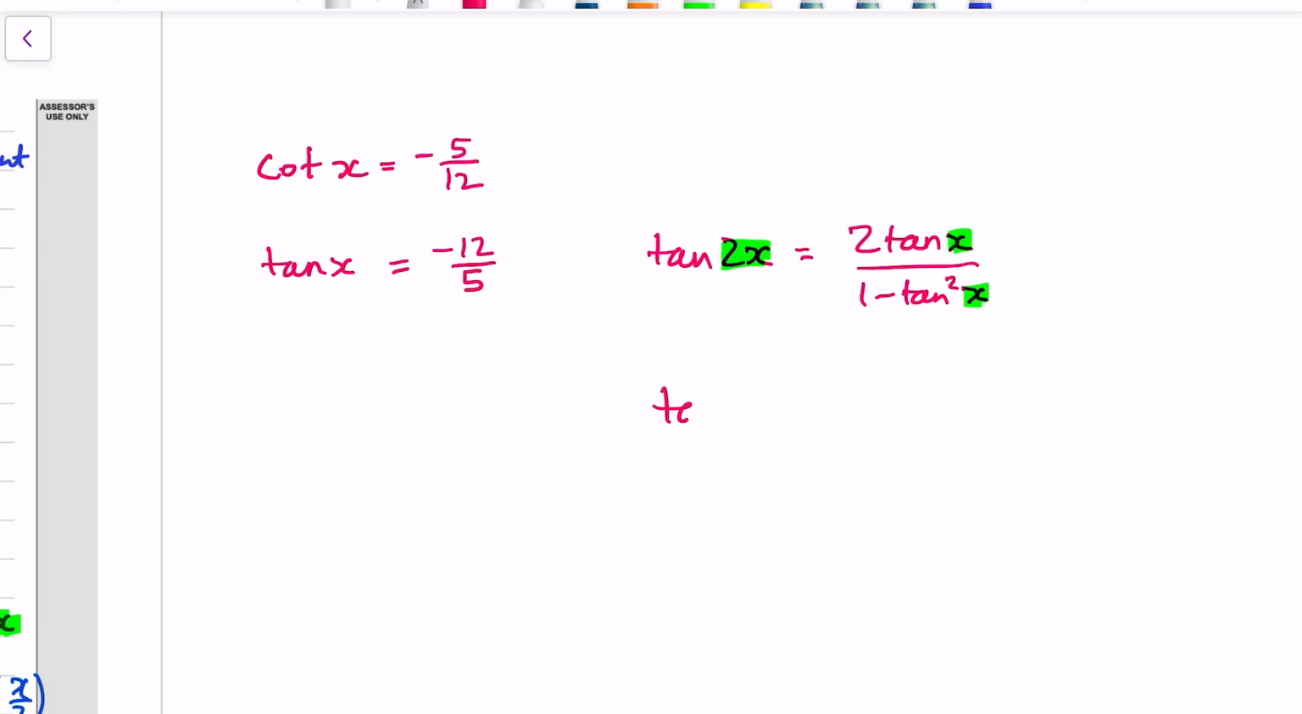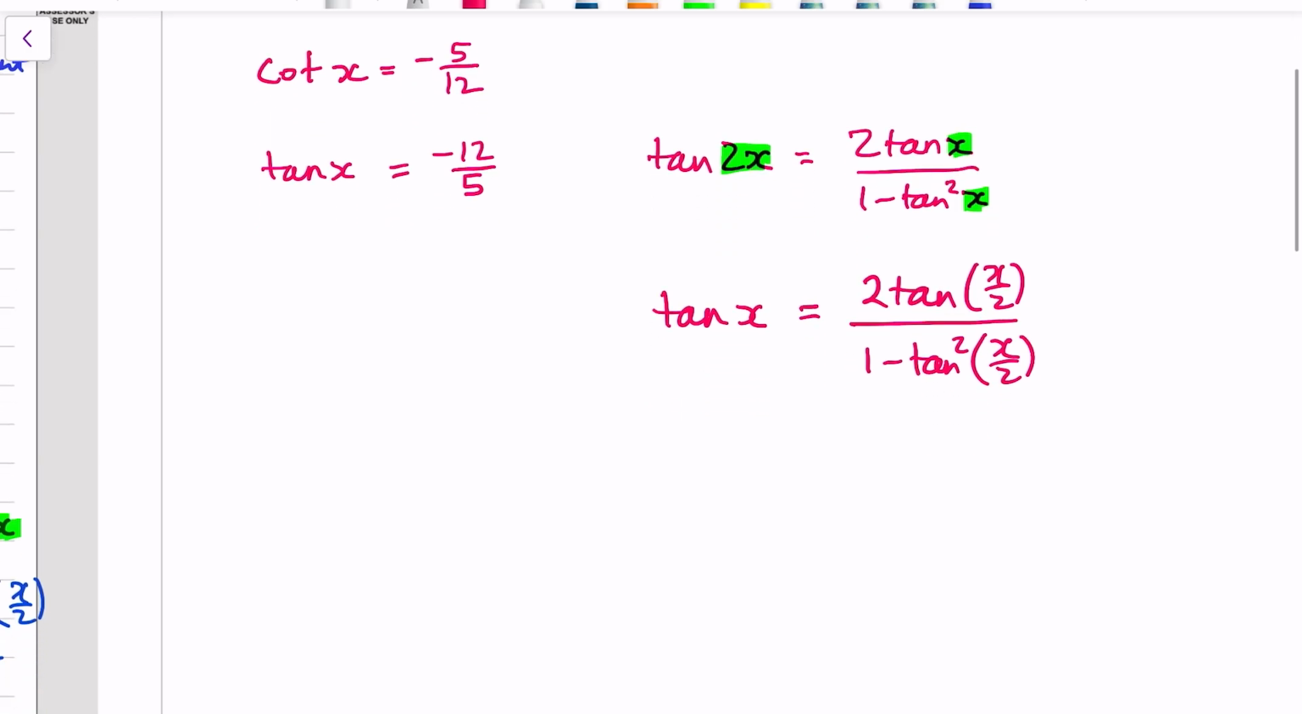So I get a similar formula, tan x is equal to 2 tan x over 2, all divided by 1 minus tan squared x over 2. Now I can rearrange this equation because it's a quadratic equation. I know that tan of x is minus 12 over 5, so that's useful. Minus 12 over 5 multiplied by the denominator that's on the right hand side is equal to 2 tan of x over 2.